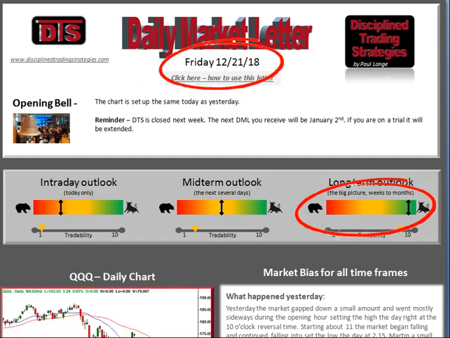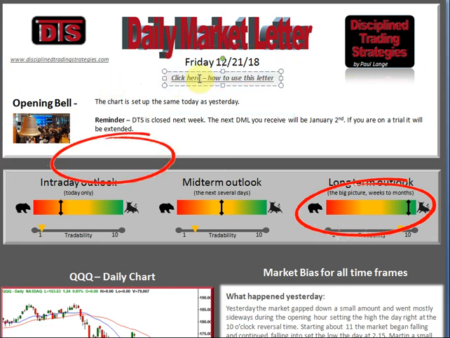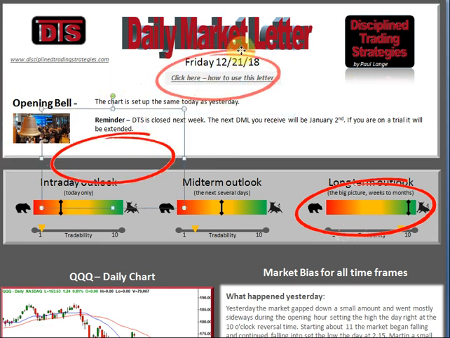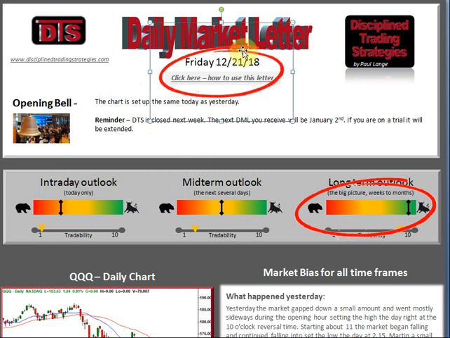If you go up to the top part of the letter then, you just have the title stuff. There's click here on how to use this letter. If you click here, you will actually get a little summary PDF file about how to use the letter, going through some different things.